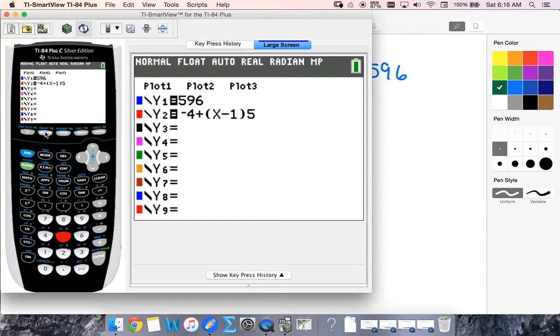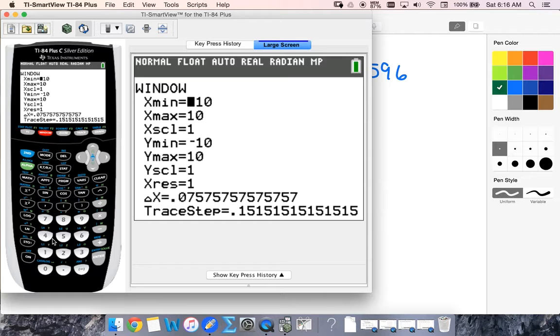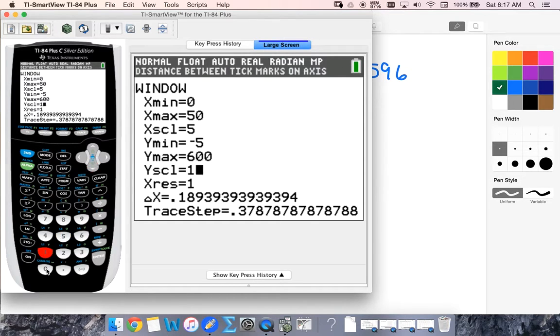So I'm going to make my window. My x's are going to be positive, so I don't know how big it's going to be. I'm going to go up to, let's say 50, just to give ourselves a lot of room. I'm going to count by 5s. And then my y values, I know my min, I start at -4. That's my first value. I go up to 596, so I'm going to go up to 600. And actually, I'll go -5 just to give us a little bit of space, very little. I'm going to count by 10s, I think.